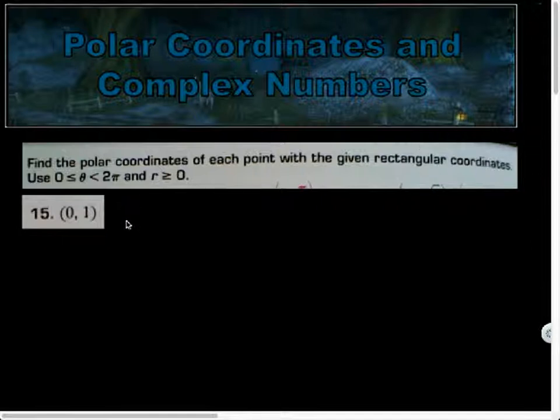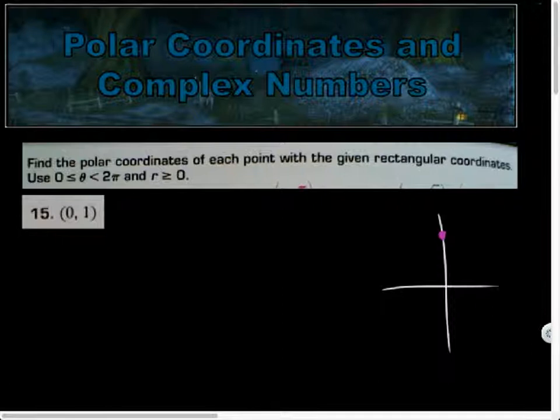And so we're on page 572 by the looks of it. Here's question 15. This one's particularly intriguing. I might even draw a picture of this just to analyze the situation a little bit better here. So (0, 1) is right there. It says find the polar coordinates.